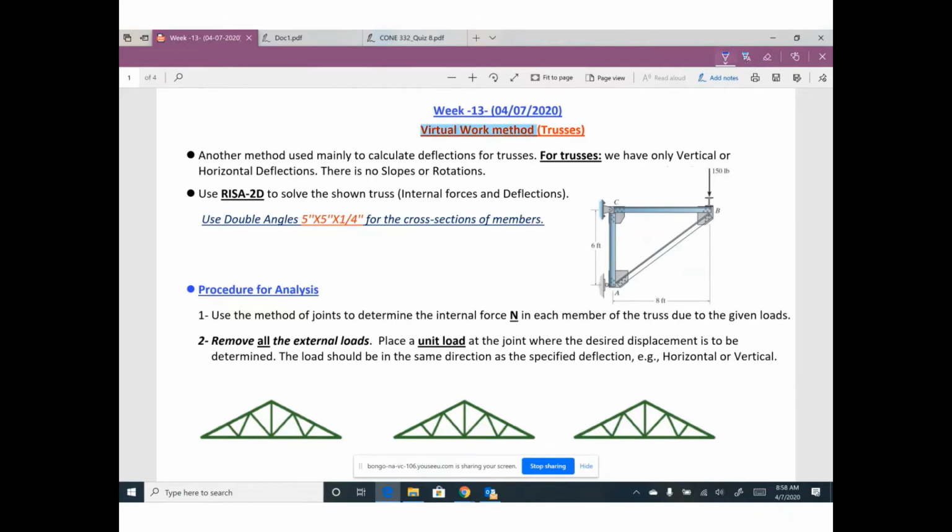Actually, for your information, this method can be used for beams, also can be used for frames, also to calculate deflection, theta and y, for beams and the frames, like double integration and the conjugate beam. But in our course, we will focus to use virtual work method for trusses only. So we will expect truss looks like this with load, and we need to calculate deflection at a certain point.